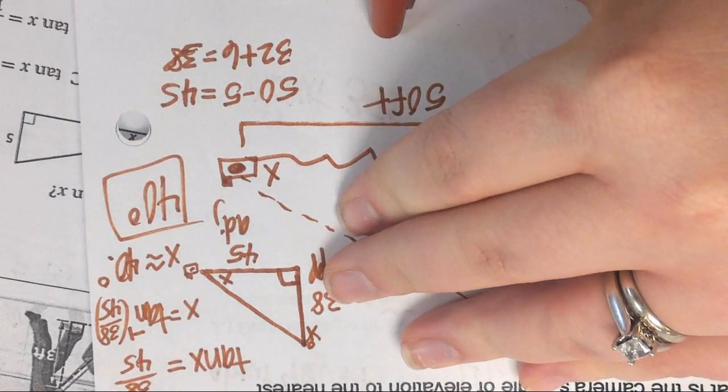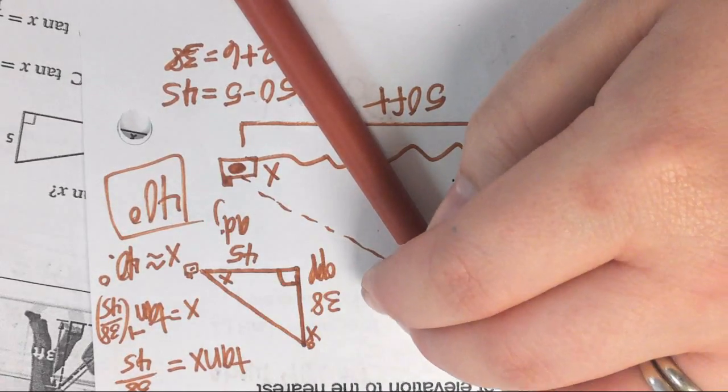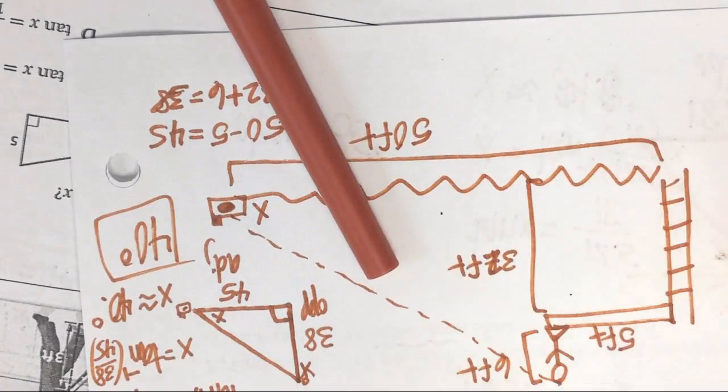You know how I was really picky about rounding? All the ones with angle of elevation and depression tend to be to the nearest foot, to the nearest degree. If you just want to round to the nearest whole number at the end, that's fine.